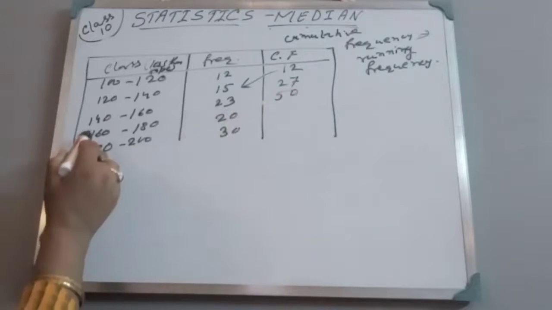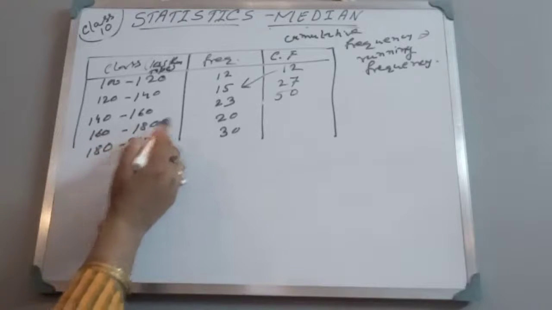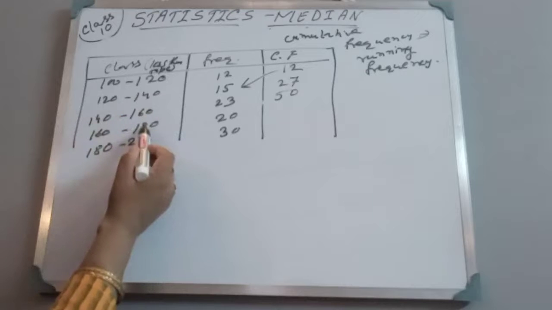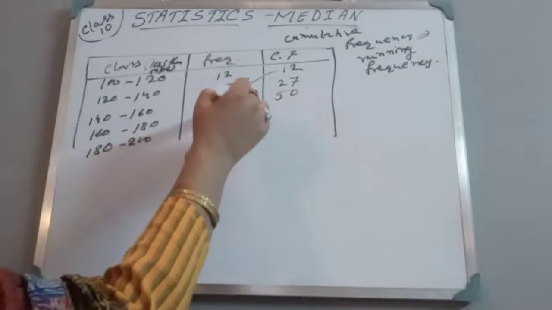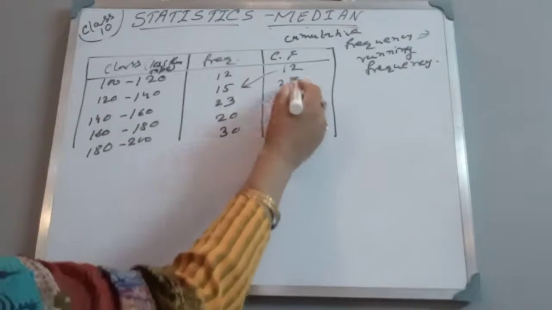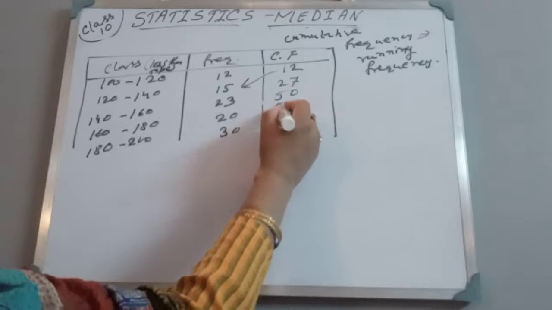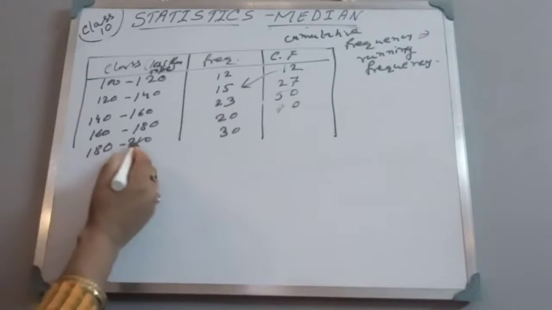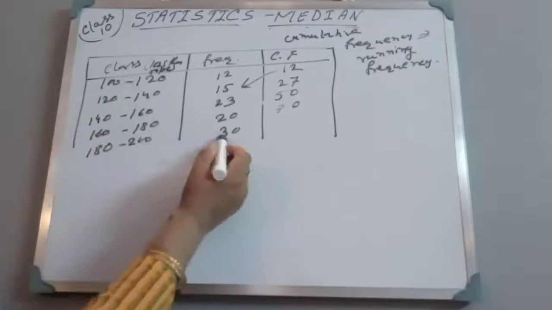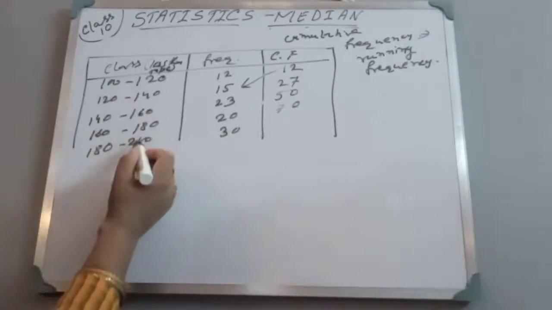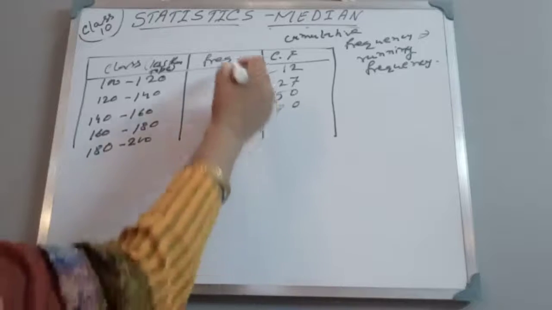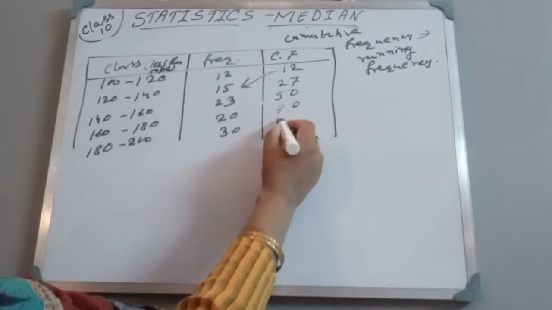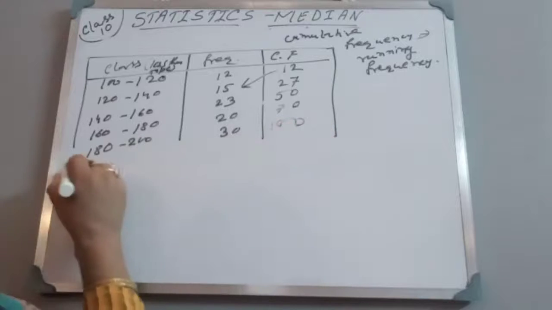Next 160 to 180, frequency is 20, but we will calculate 100 to 180. So all these frequencies will be added. That means 50, already this is added. 50 plus 20, that is coming 70. Now 180 to 200, frequency given 30, but for 100 to 200, frequency will be all these. So 70 already added up to this. 70 plus 30 comes 100.